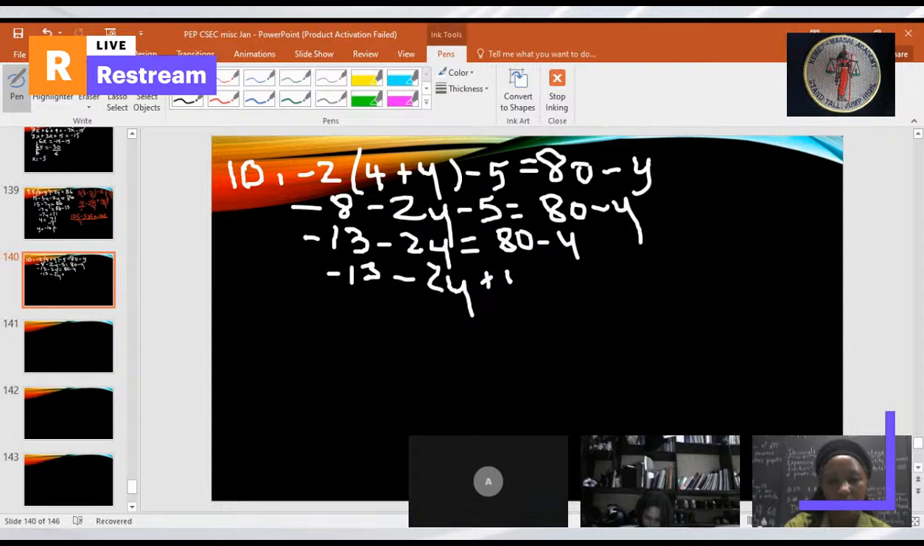All right, what is -2y plus y? Miss, y, sorry. That gives y. Is it positive or negative? Miss, -y. All right, so we'd have -13 minus y, and that gives 80. All right, so where do we go from there?